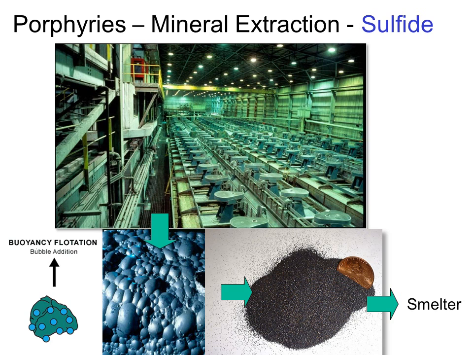The smelter is basically a large furnace which melts the concentrate and drives off the sulfur to leave molten copper metal. This still contains impurities, and it needs to be refined further to make it a saleable product.